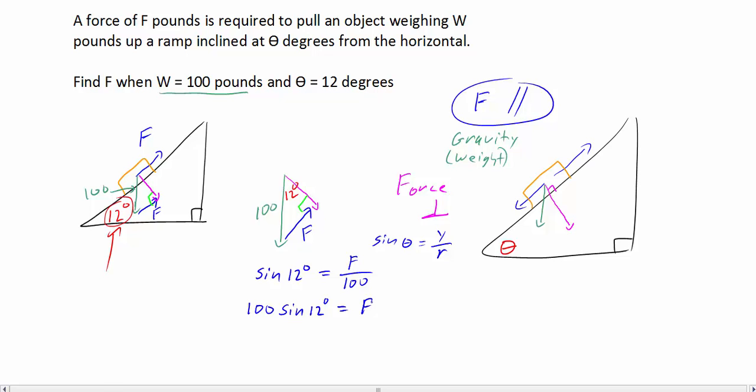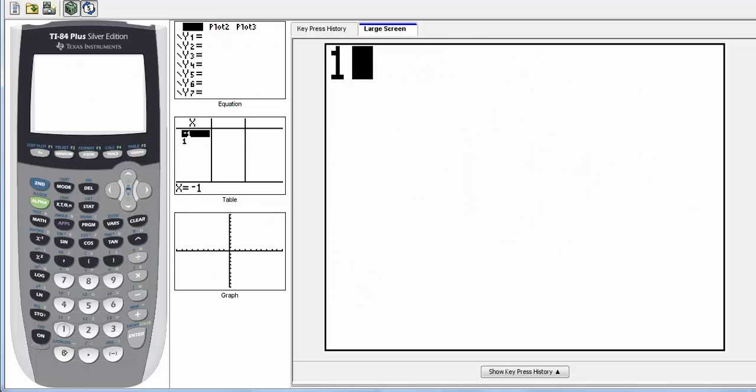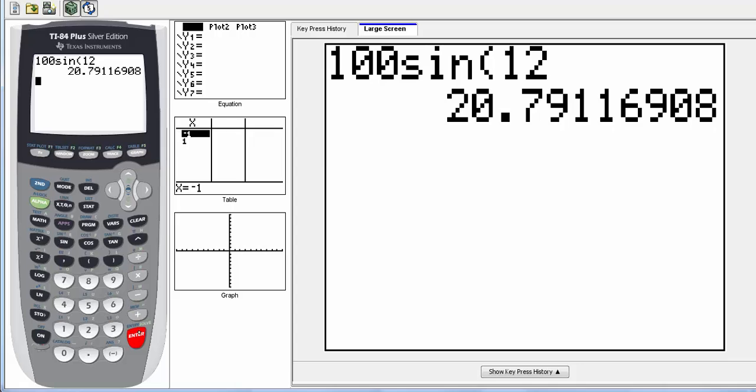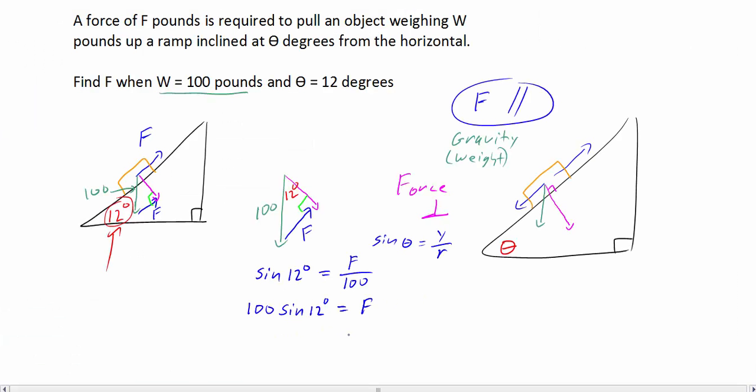Then if we go to the calculator, we can type this in: 100 sine of 12 degrees, and we end up with 20.79, so we can maybe make that 20.8. So here, this force is equal to 20.8 pounds. Because up here we were talking about our weight, we're talking about pounds. So the force that's required in order to move this object up is going to be 20.8 pounds.